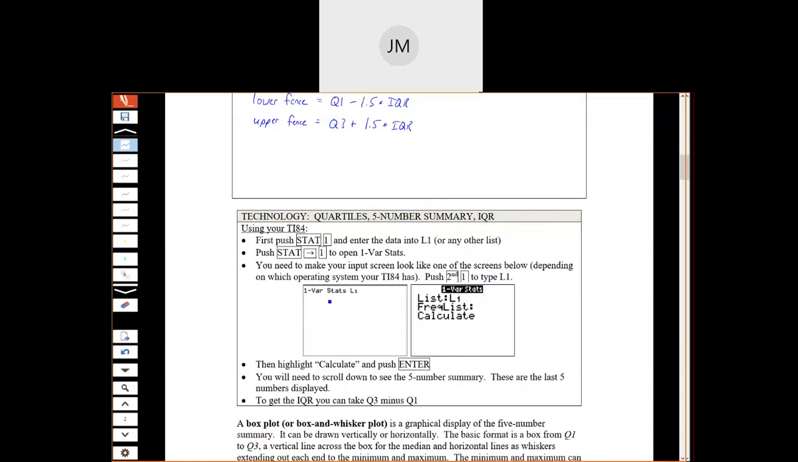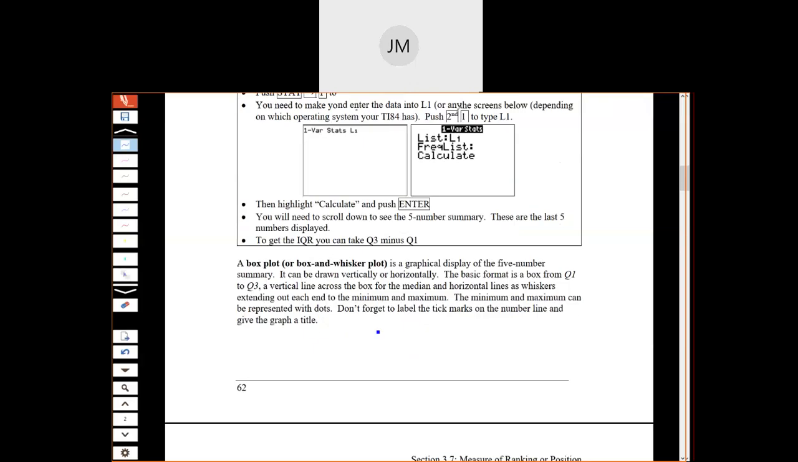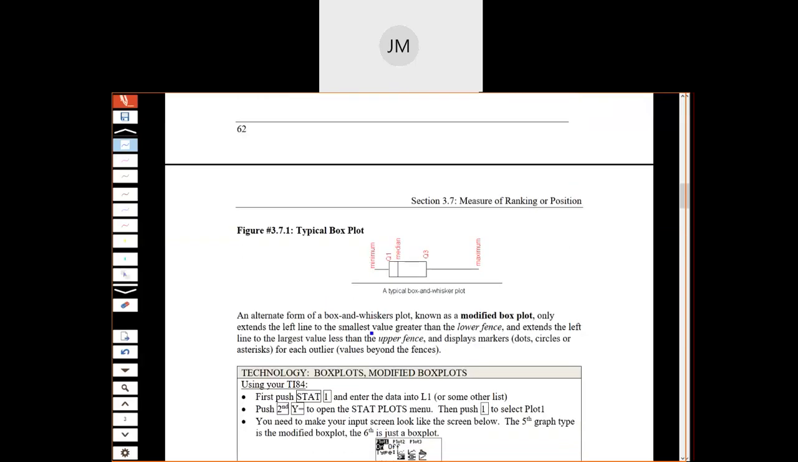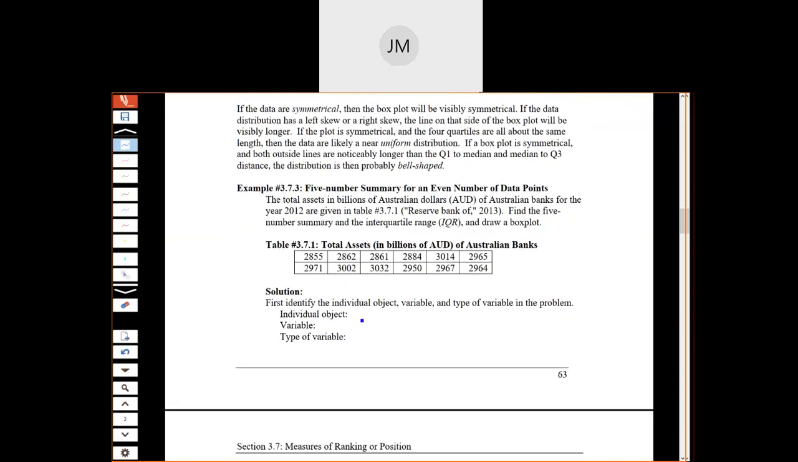Okay, and let's look at a data set. So let me get to a data set. Here's our example. Total assets in billions of Australian dollars of Australian banks for the year 2012 are given in this table. Let's just compute some stuff. Let's find the 5-number summary and so on.